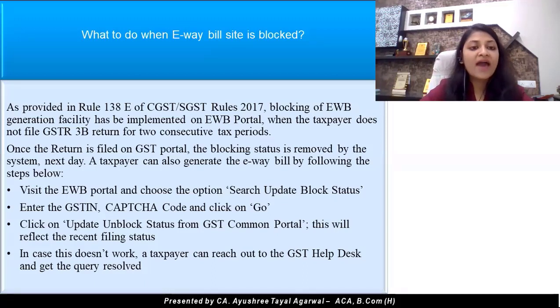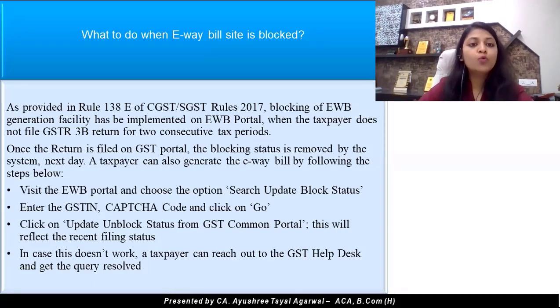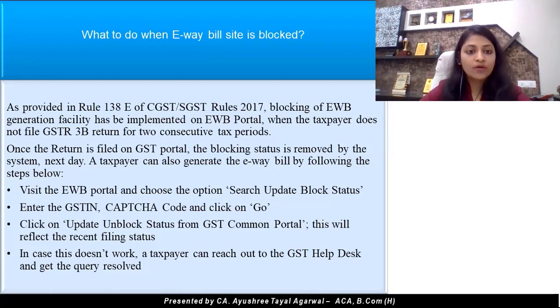So the most frequently asked question is, what to do when our e-way bill site is blocked? For this, we have to understand why our e-way bill site gets blocked. When the taxpayer does not file GSTR-3B returns for 2 consecutive tax periods, the e-way bill site is blocked.